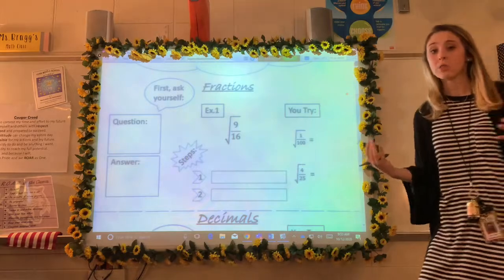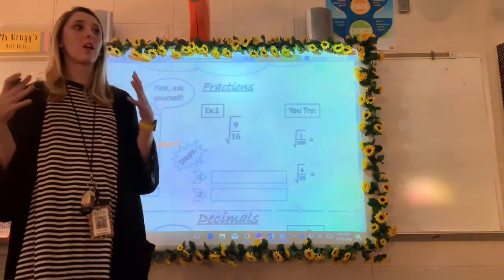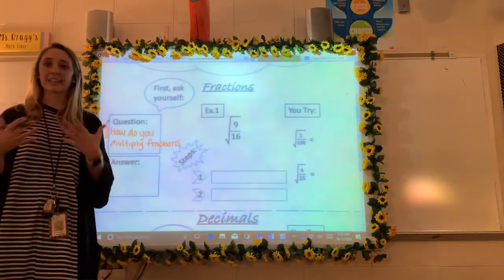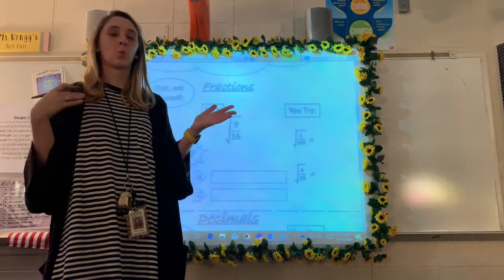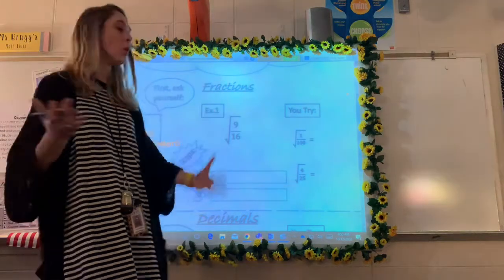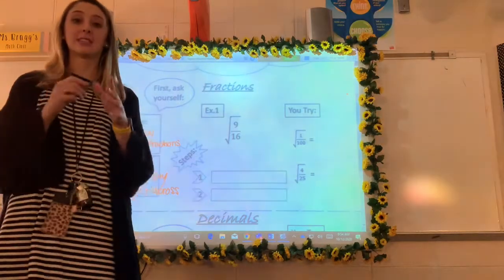So first, I want you to ask yourself, how do you multiply fractions? How do we do this? What is that concept behind multiplying fractions? With adding and subtracting, we have to have a common denominator. Do we have to have that for multiplication with fractions? No, we don't.